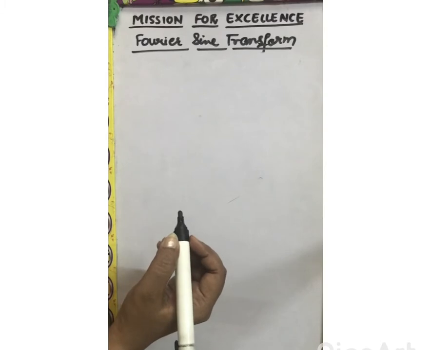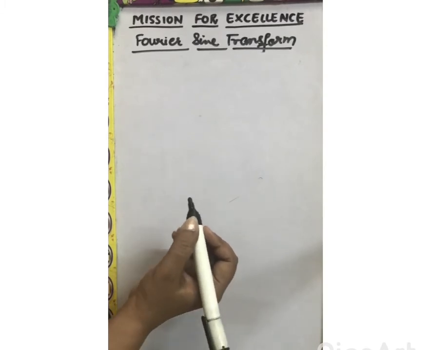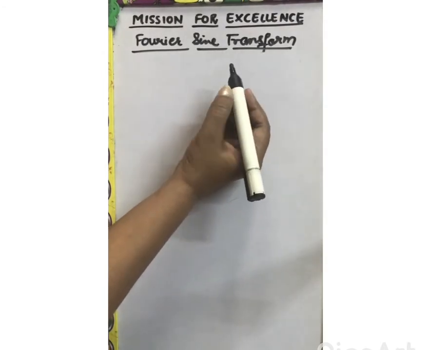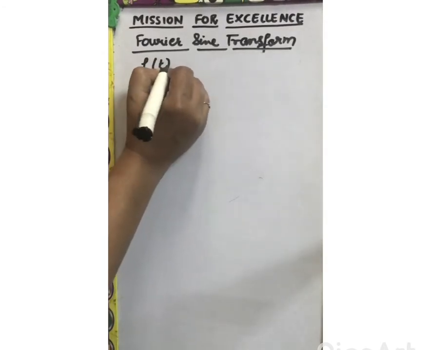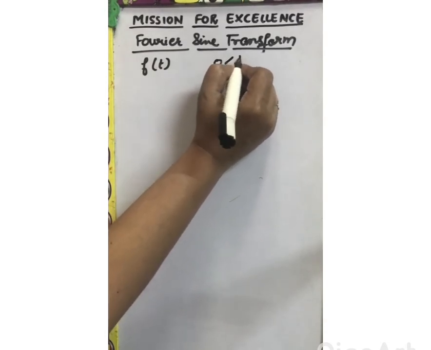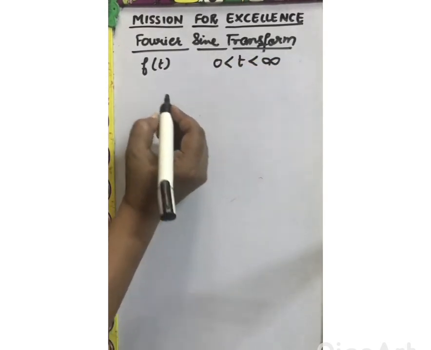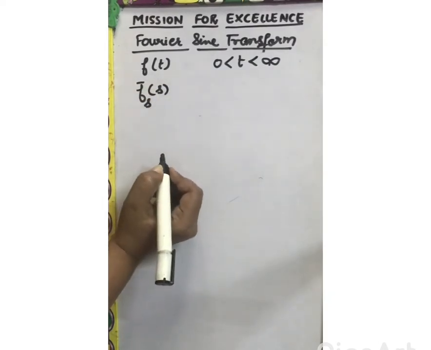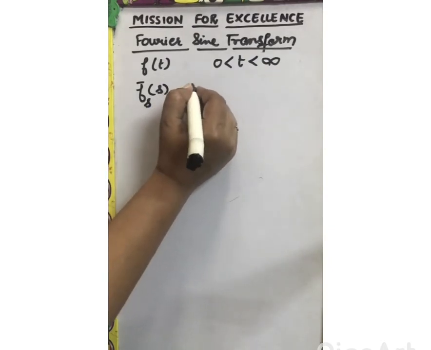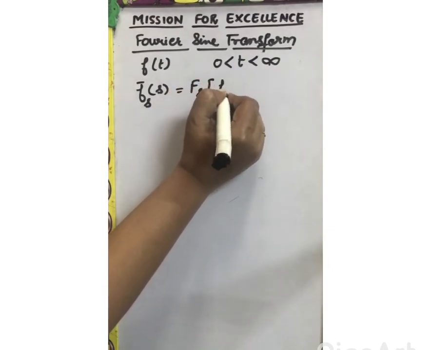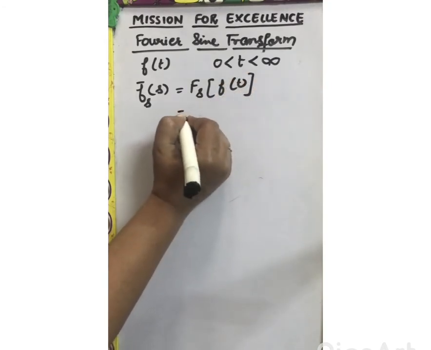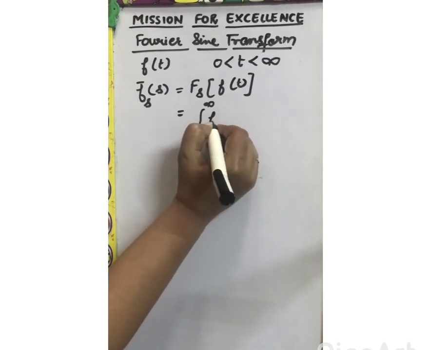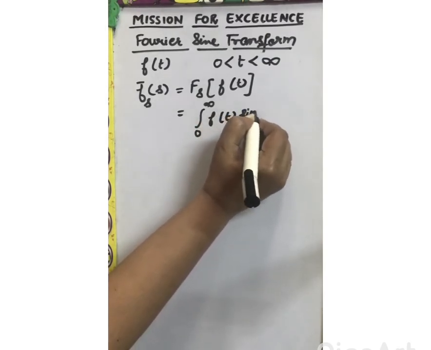Today we will do Fourier sine and Fourier cosine transform. So first let us define Fourier sine transform. The Fourier sine transform for a function f(t), where t lies between 0 to infinity, is denoted as f bar s. We write here suffix s for the sine transform, that is equal to the Fourier sine transform of the function f(t), equal to integral 0 to infinity f(t) sin(st) dt.